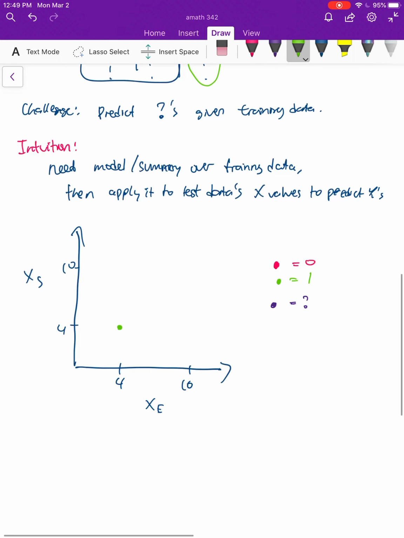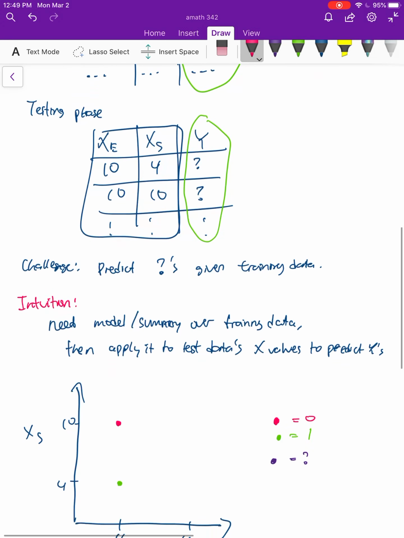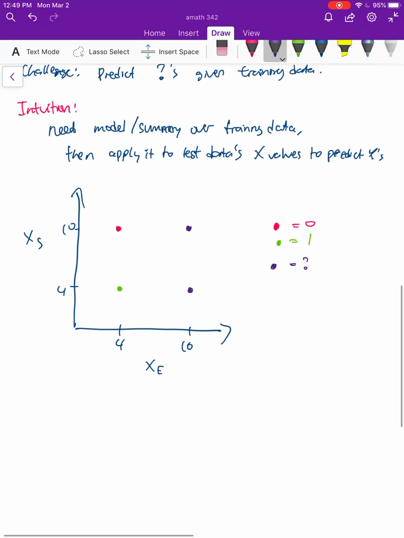4, 10, 0. So too much time socializing, can't finish homework. And then for the testing phase, 10-4 and 10-10, we don't know. Okay, so that's our data. How do we predict the true colors of the purples?